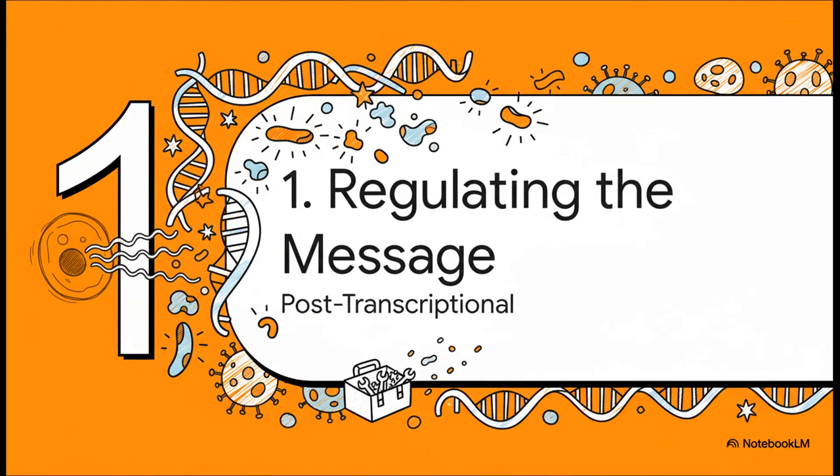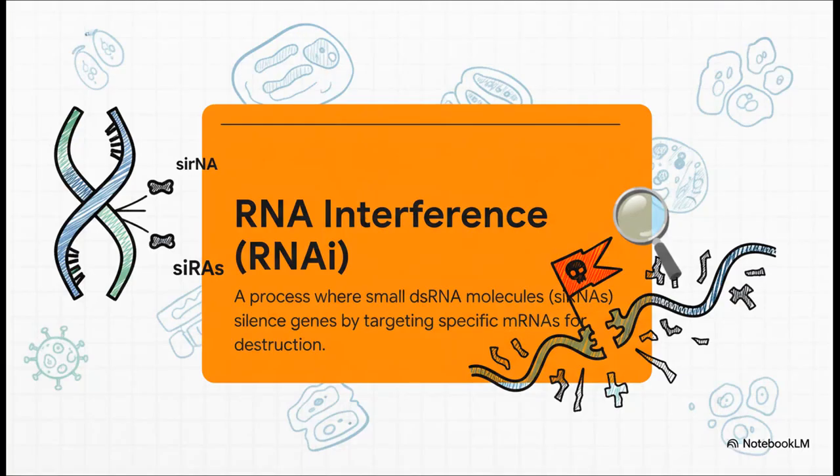So first up, regulating the genetic message. The cell doesn't just make an RNA and call it a day. It has this incredible toolkit of small RNAs to fine-tune the message after it's been made. And a key process here is RNA interference, or RNAi. You can think of it as the cell's search and destroy system. It uses these tiny double-stranded RNAs to find a messenger RNA that's a perfect match. And when it finds it, it's flagged for destruction.